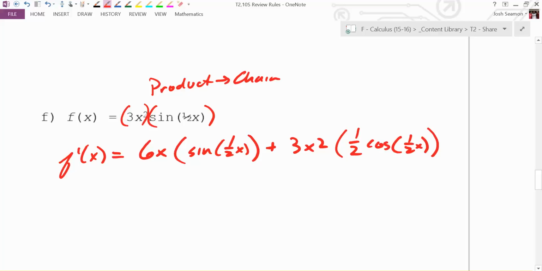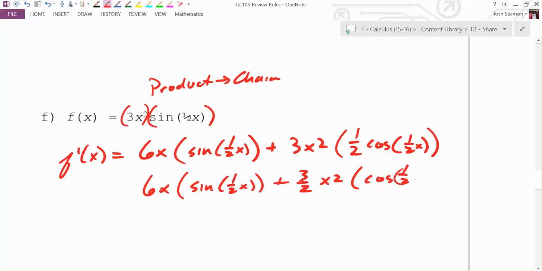Exactly. Why is that 1/2 there? Because what's the derivative of 1/2 x? 1/2. So if you cleaned it up a little bit, if you wanted to, it would be half x plus 3 over 2 x squared cosine of 1/2 x.